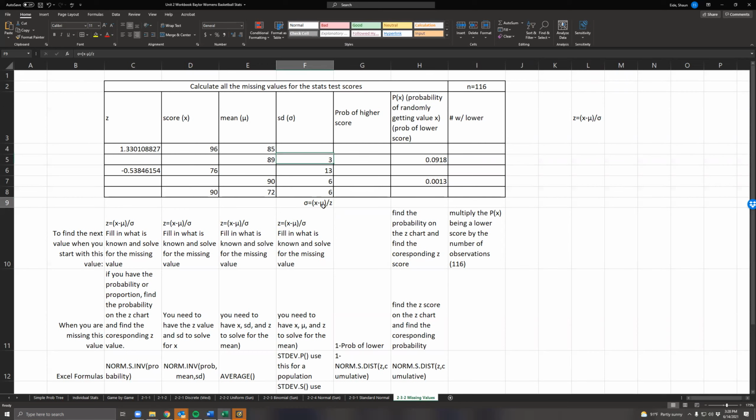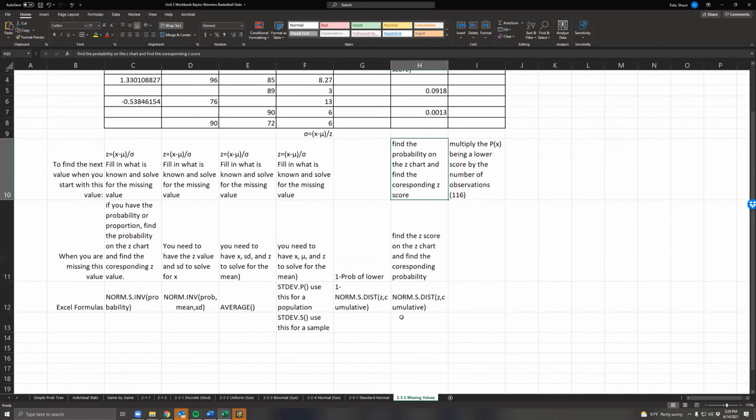Okay, and so let's see here. We are going to solve to fill in this spot. And so we're going to do equals x minus the mean divided by the z-score, which gives you 8.27. Okay. And so you guys see how it's just algebra over and over and over again? You're like, I hate algebra. I'm sorry.